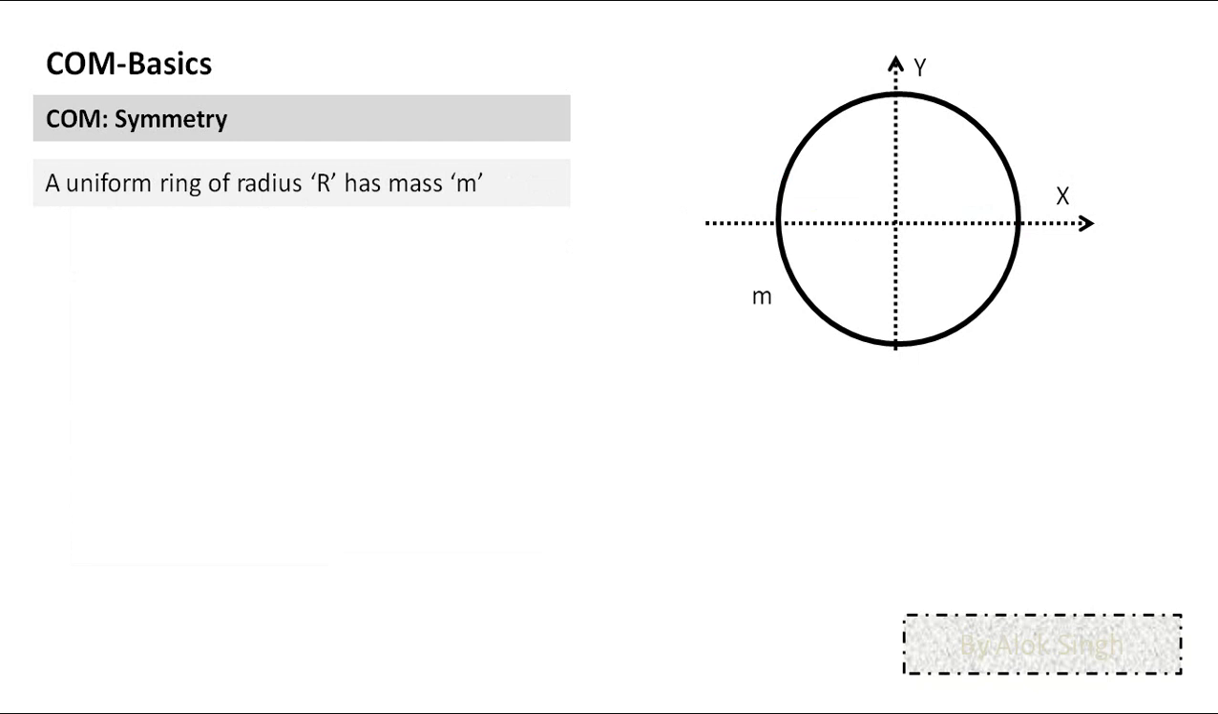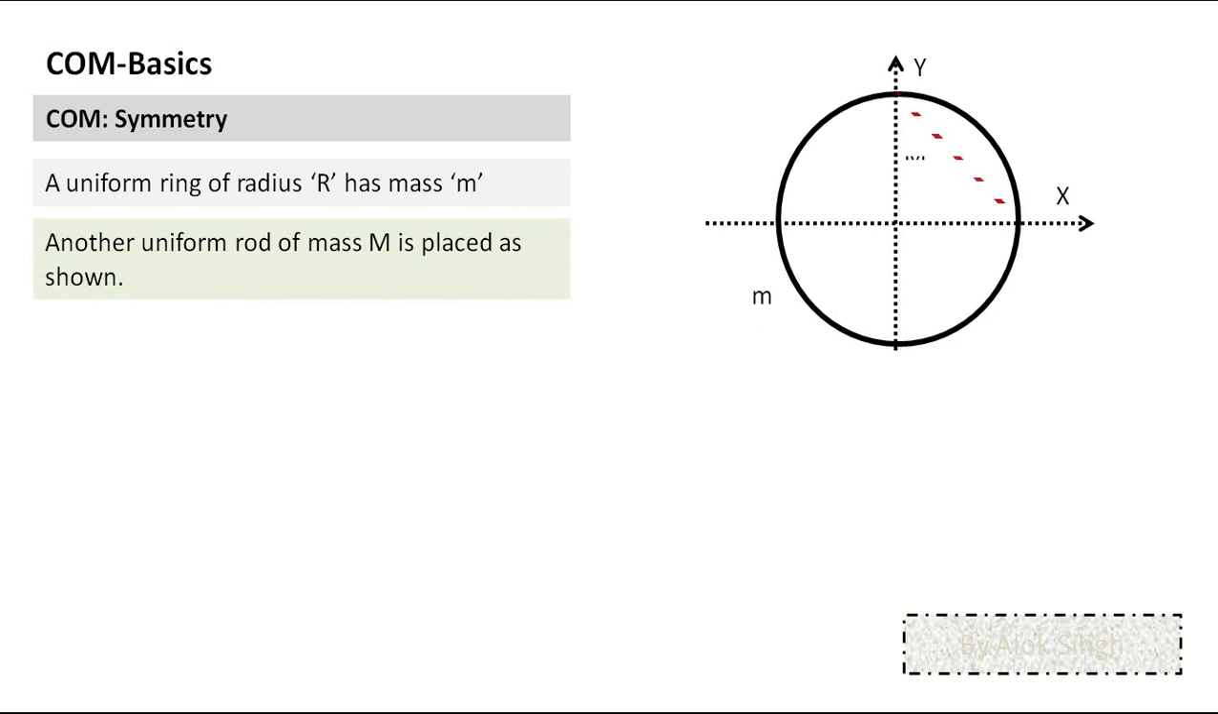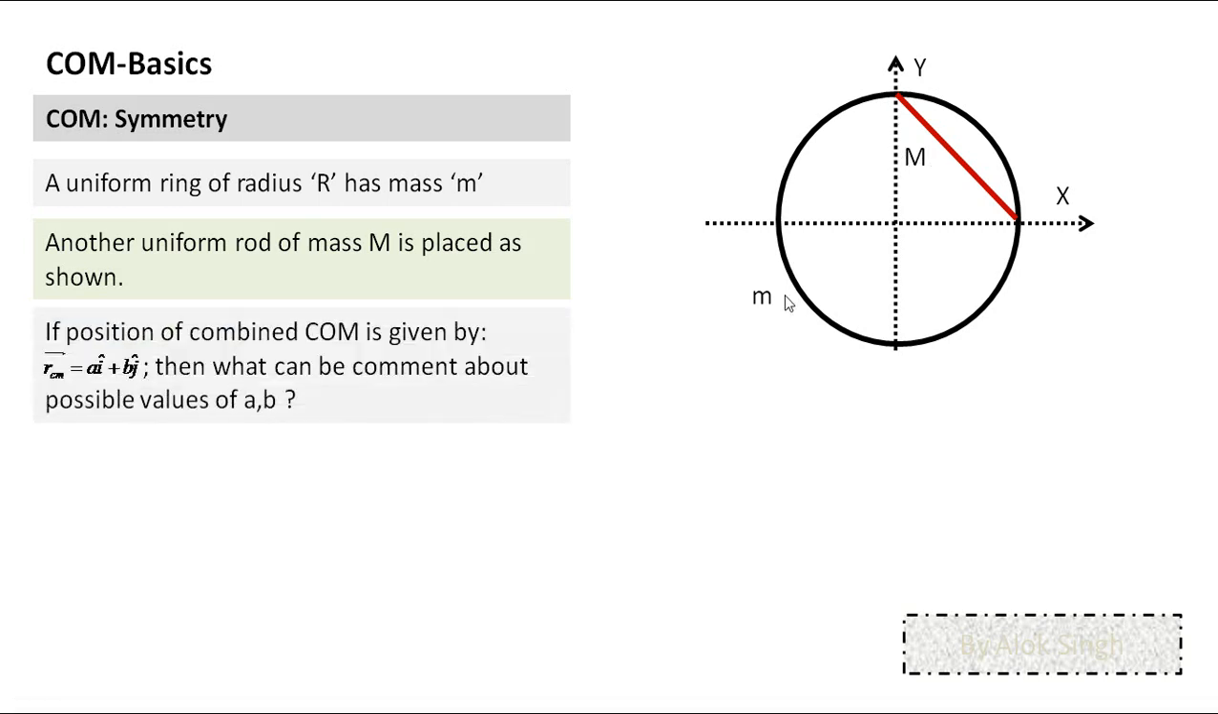So let's take another example. A uniform ring of radius r has mass m. The mass is uniformly distributed along the periphery of the ring. The total mass is m. And there's another uniform rod of mass M placed as shown. Just notice this is small m, this is capital M, both are not necessarily equal. But it's placed like this.